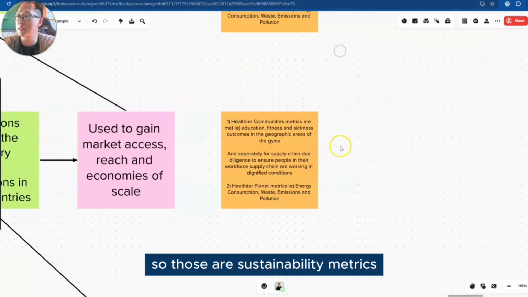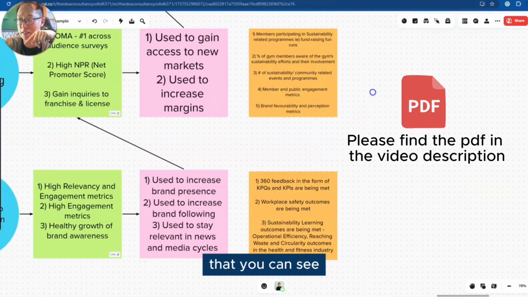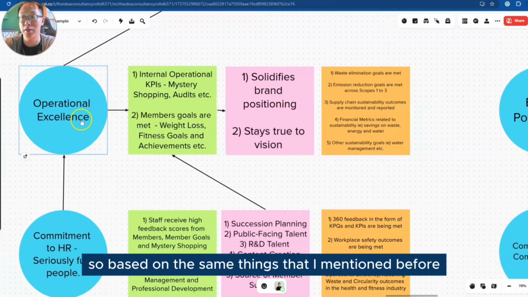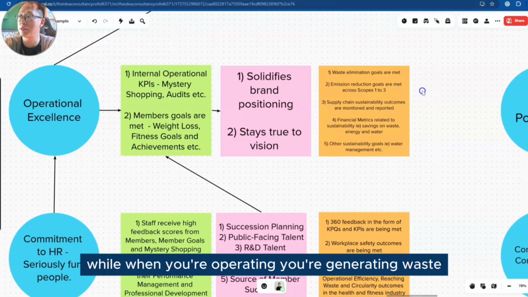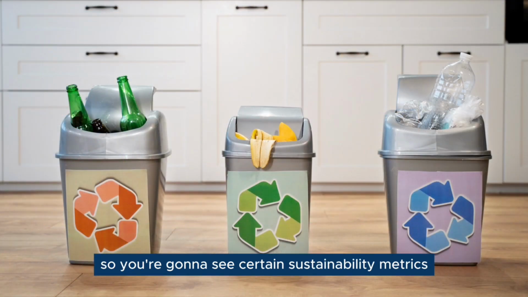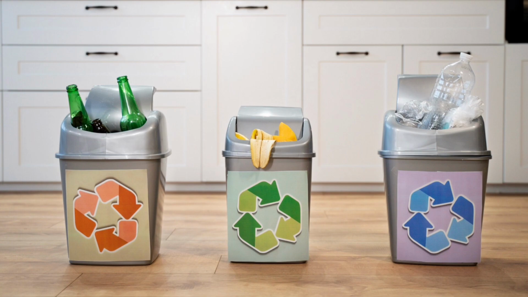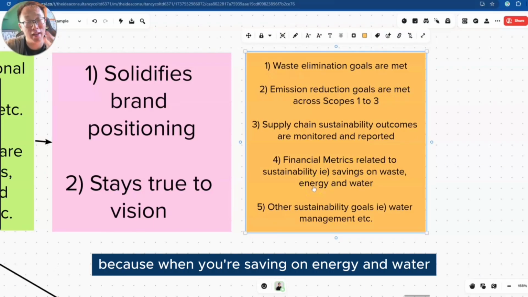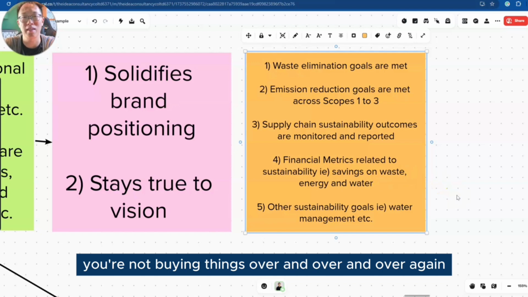So those are sustainability metrics that I'm actually just going to drop as a PDF that you can see. But a couple of areas that you might find interesting, based on the same things that I mentioned before. With operational excellence, well, when you're operating, you're generating waste. So you're going to see certain sustainability metrics like waste elimination goals are met, emission goals are met, and financial metrics are met. Because when you're saving on energy and water, you're saving money. And likewise with waste, because you might have packaging or circularized things that you're using before, so you're not buying things over and over and over again.